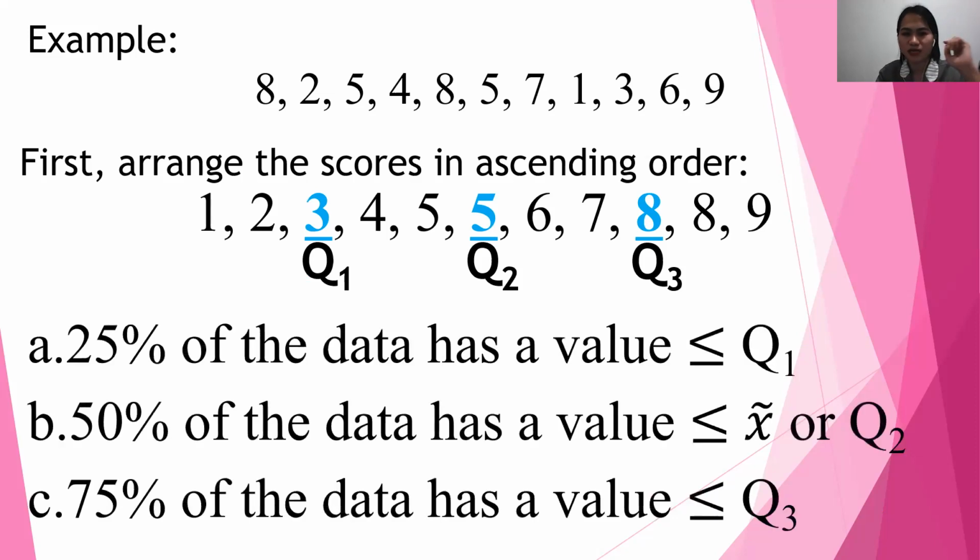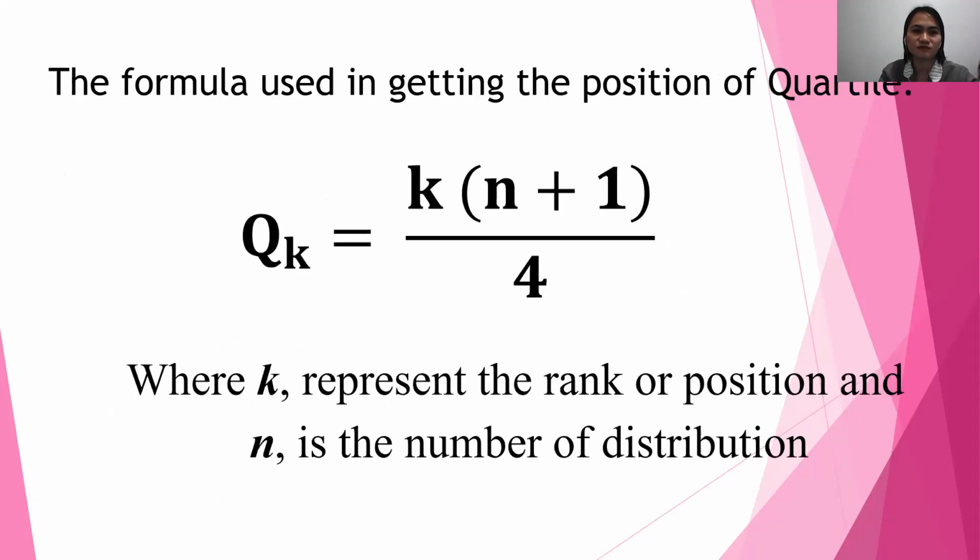Okay, so 25% of the data has a value of less than or equal to quartile 1. Then the middle data, or the middle term, 50% of the data has a value of less than or equal to quartile 2 or our median. Next, 75% of the data has a value of less than or equal to quartile 3.